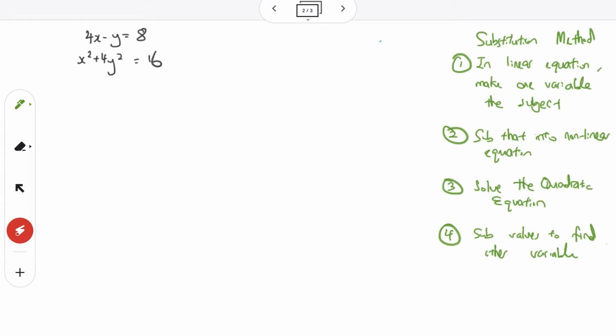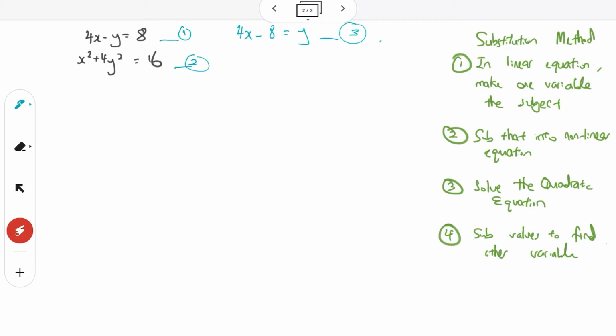The first step is to choose the linear equation. In this case, it will be our first equation, and make one variable the subject. So first of all, let me just label the equations. So I am going to take equation 1 and I am going to make one variable the subject. I am going to choose y because y has a coefficient of -1 and it is easier then to make y the subject. So I'm going to bring y over to this side and bring 8 to the other side, which will give me 4x minus 8 equals to y. And y has become the subject, and this is my new equation. That is step 1 done.